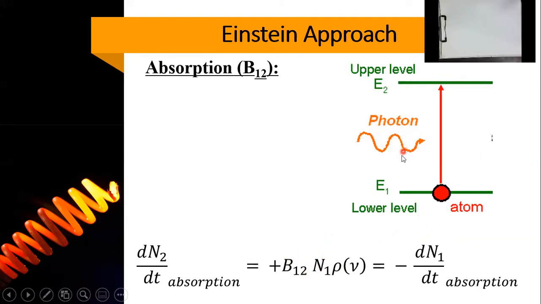As this is a frequency dependent process, because not any photon will be absorbed, only a photon with an energy E2 minus E1 or greater will be absorbed, we have this rho of mu, which is a frequency density function, to express the frequency dependence. And as expected, the rate equation for N1 will be the negative of the rate equation of N2.